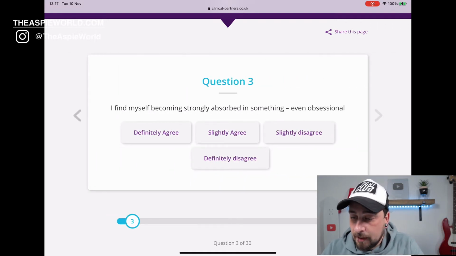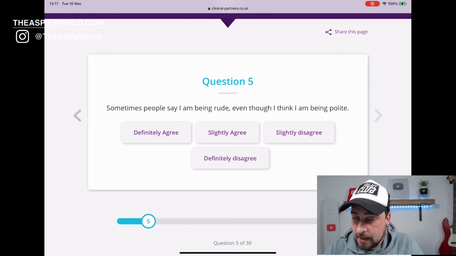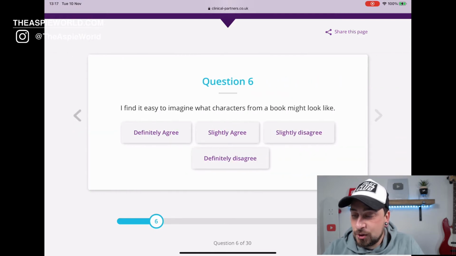Question 3, I find myself becoming strongly absorbed in something, even obsessional. Definitely agree. Question 4, I am very sensitive to noise and will wear earplugs or cover my ears. I absolutely do this. I actually have noise cancelling headphones as well. Sometimes people say I'm being rude, even though I think I'm being polite. 100%.